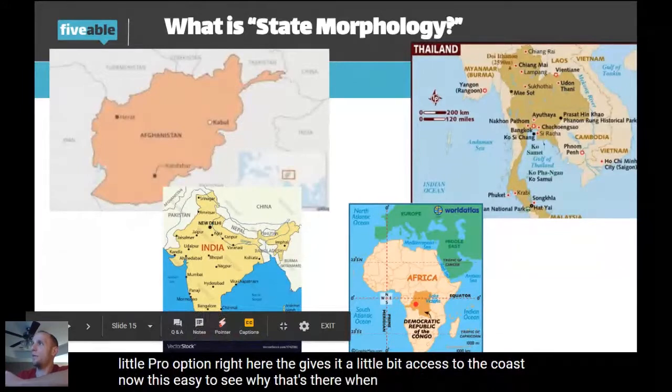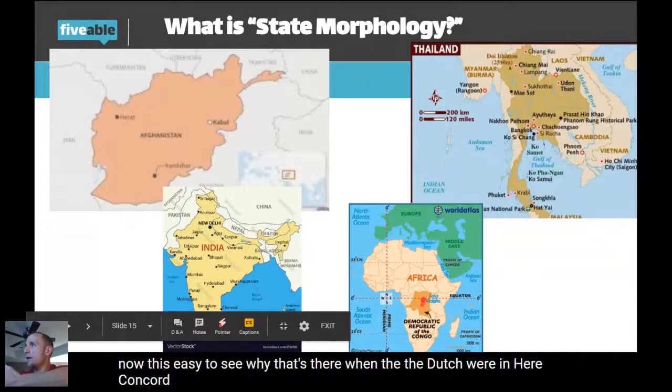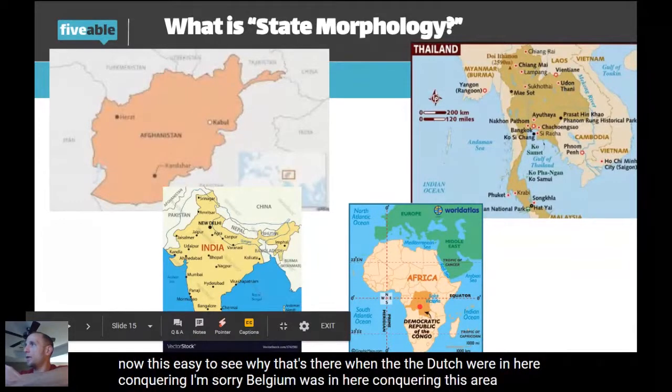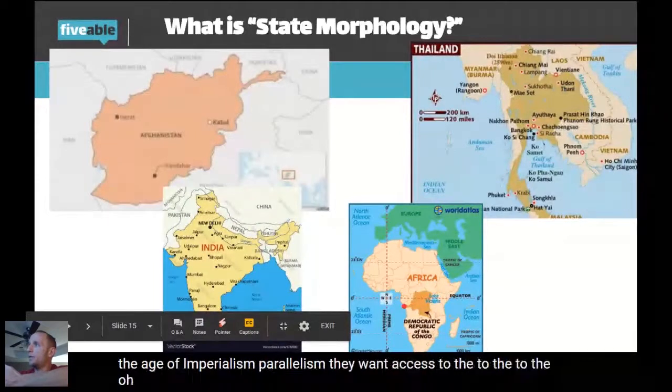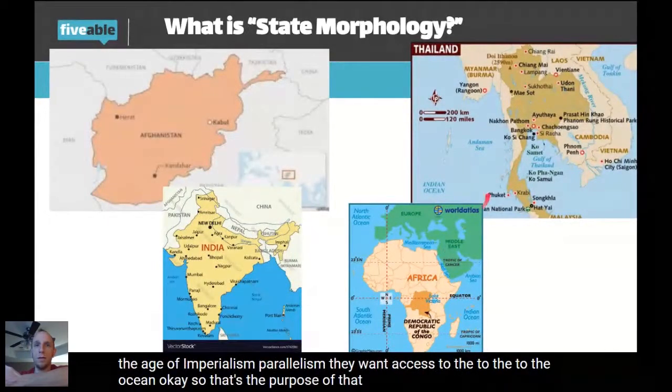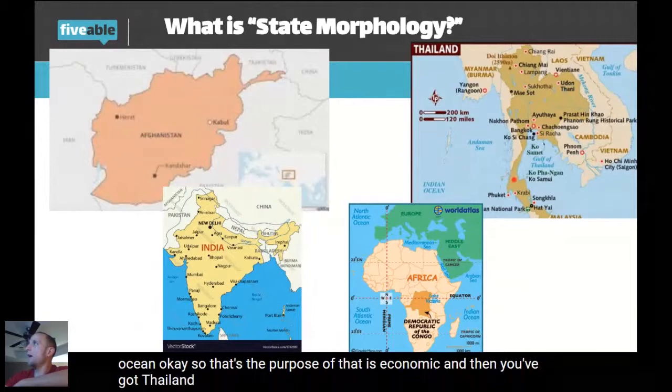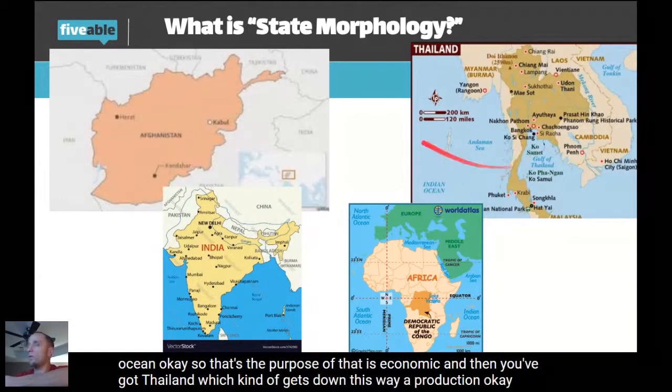Now, it's easy to see why that's there. When the Belgians were in here conquering this area during the age of imperialism, they wanted access to the ocean. Okay, so that's the purpose of that. It's economic. And then you've got Thailand, which kind of juts down this way, a proruption.